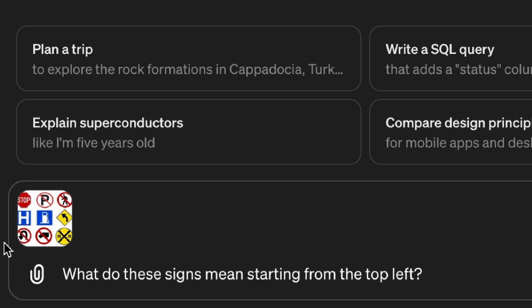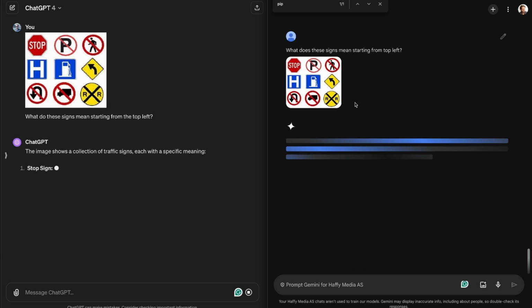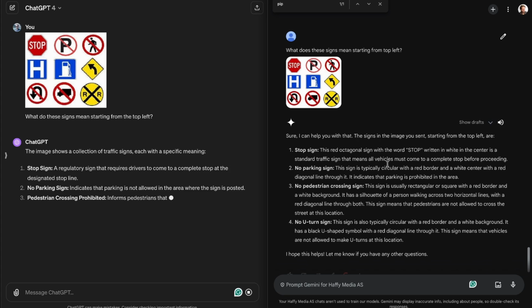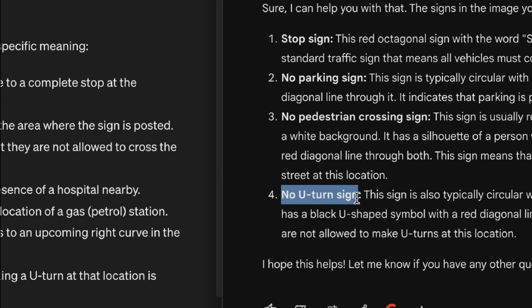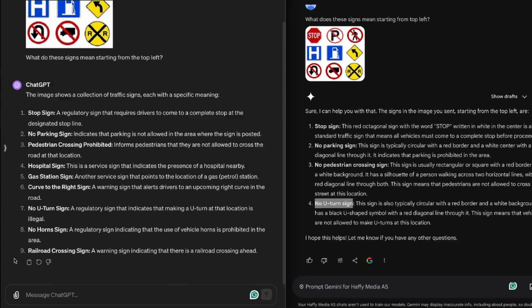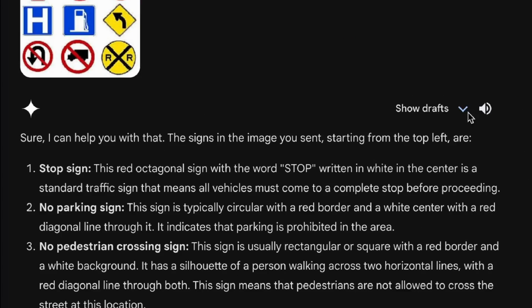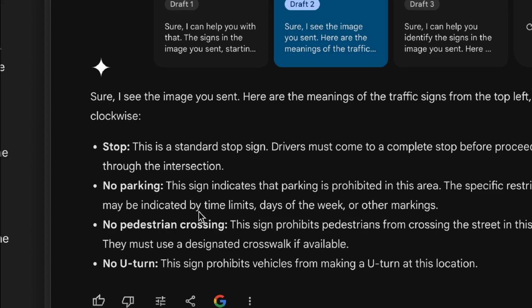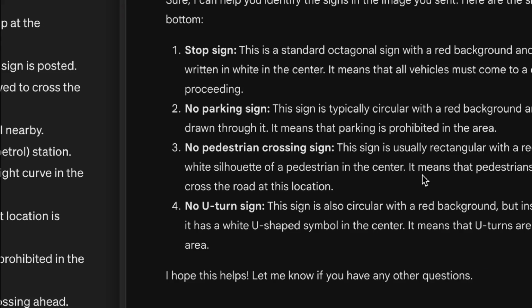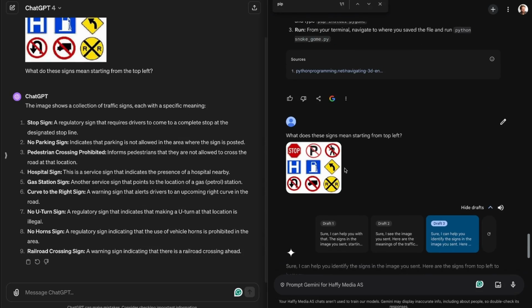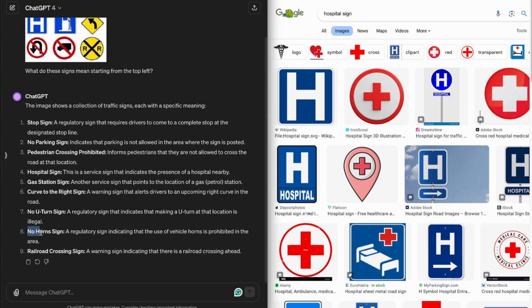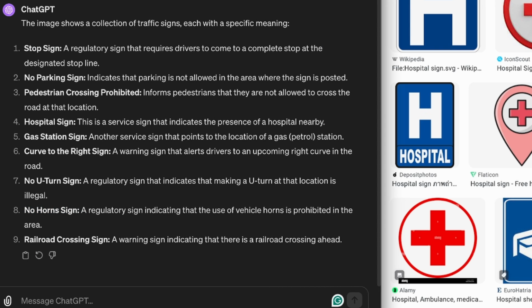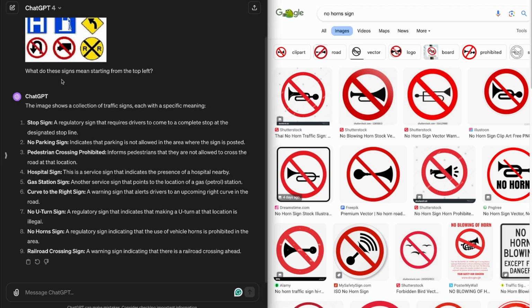What do these signs mean, starting from the top left? As you can see, they're both starting to explain exactly what they are. Gemini gave us a little shortcut, giving us only 4 signs here, while ChatGPT is giving us 9. Let's see what happens in the drafts here. Yeah, here as well, it has only 4 image signs that it's described to us, not 9 like it should be.